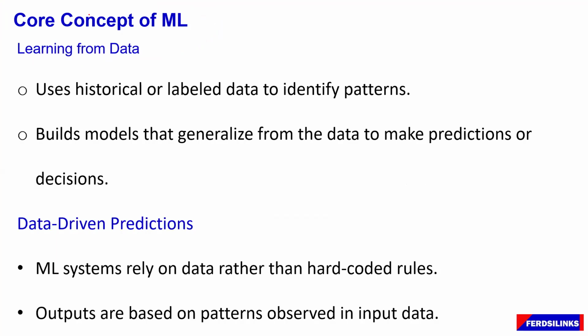Now, the core concept of machine learning is that it learns from data. It uses historic data to identify patterns. Historic data, maybe with patterns or labeled data, we'll discuss some of these things. The underlying idea is to look for patterns that exist.